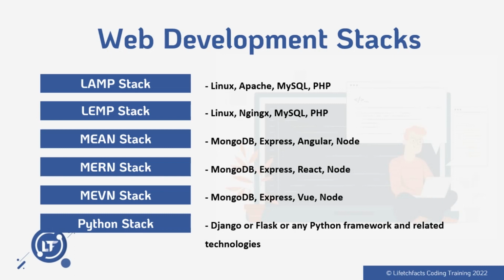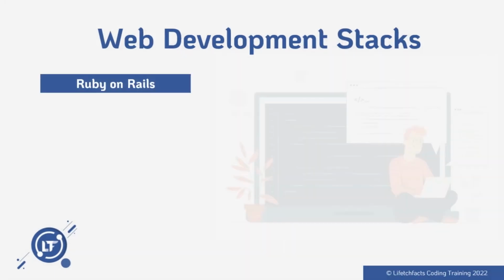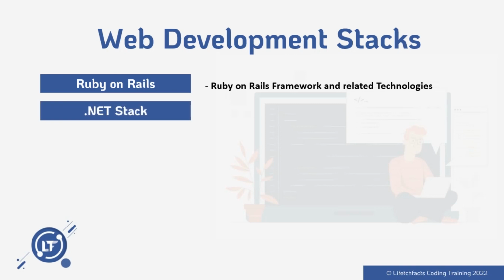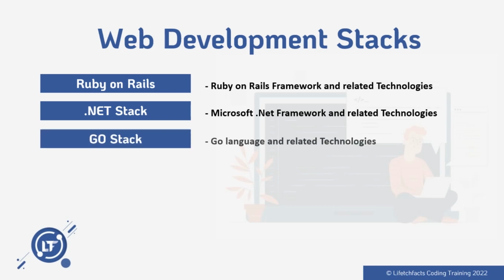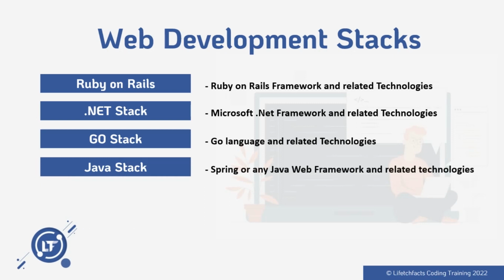And then we have others such as Ruby on Rails. So the Ruby on Rails framework and any other related technology that you want to make use of. You can decide to make use of, maybe for the database, something like PostgreSQL or MySQL, the same way as with the Python stack I mentioned earlier. Okay, and then we have the .NET stack: Microsoft .NET framework and related technologies. We have the Go stack, Go language, and related technology. And then we have the Java stack, using maybe Spring or any Java web framework and related technologies.